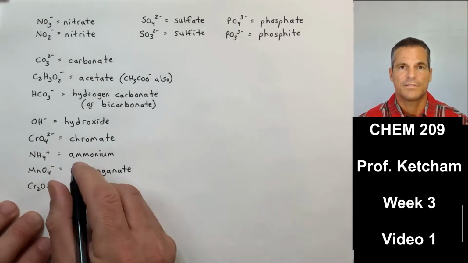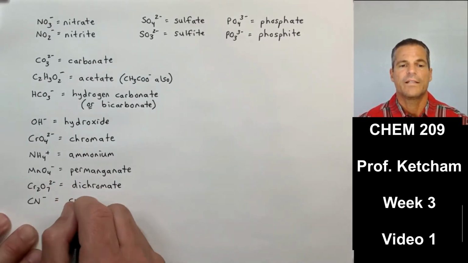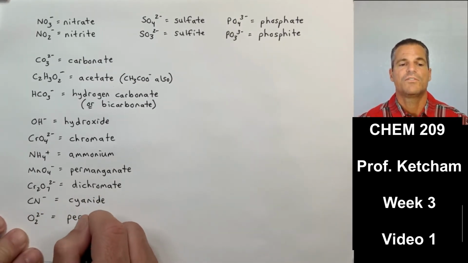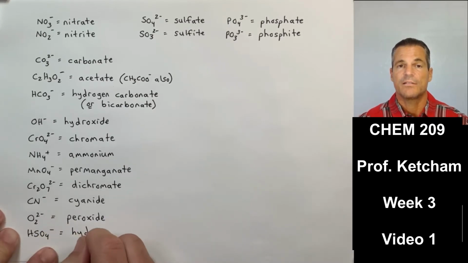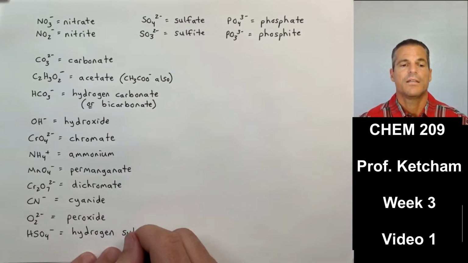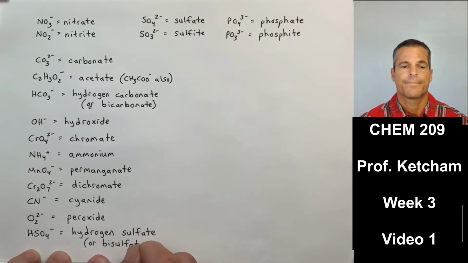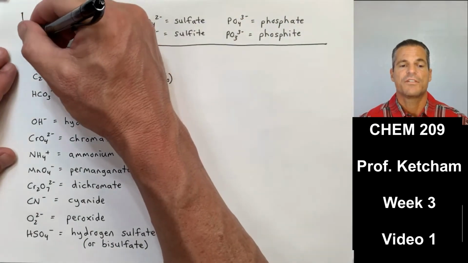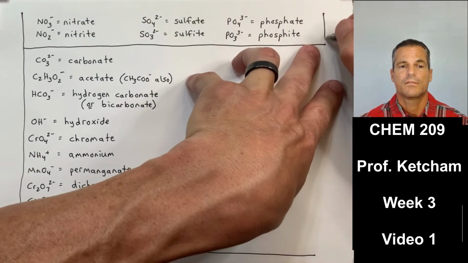NH4+, the only positive ion, that's ammonium. MnO4- is permanganate. Cr2O7 2- is dichromate. CN- is cyanide, and O2 with a 2- charge is peroxide. And the last one down there is hydrogen sulfate, also known as bisulfate.